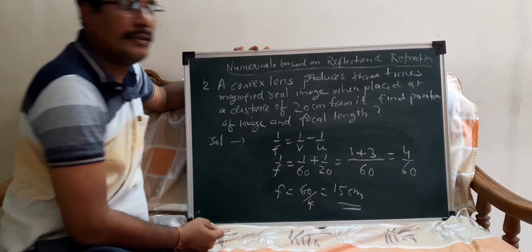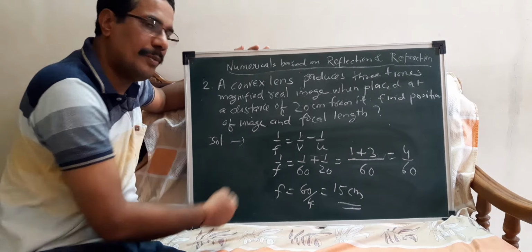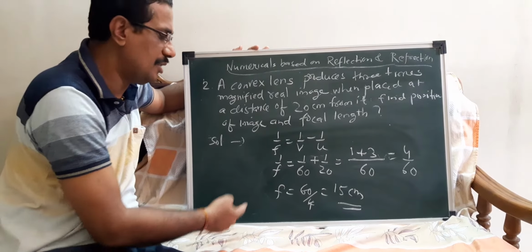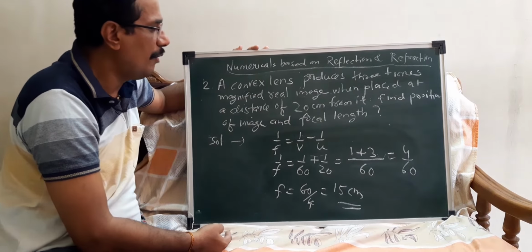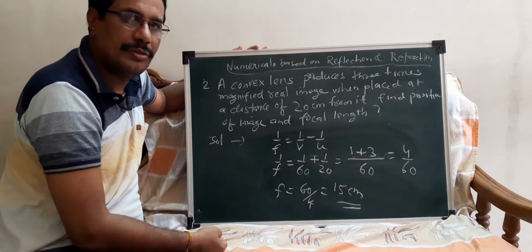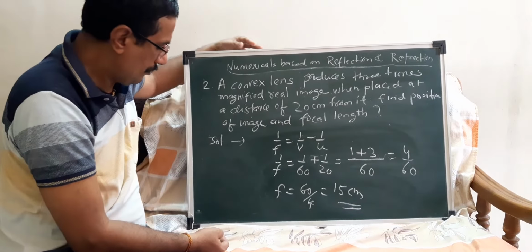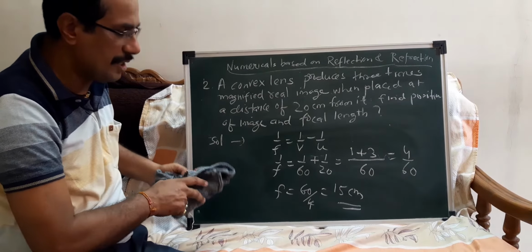So you got the focal length of the convex lens as 15 centimeter. That means positive 15 you are getting, and we all know for a convex lens the sign convention for focal length is positive. So positive 15 centimeter is the focal length. In this way we solve this second numerical. Is it clear? Now the next problem we will solve. This was related to the convex lens.